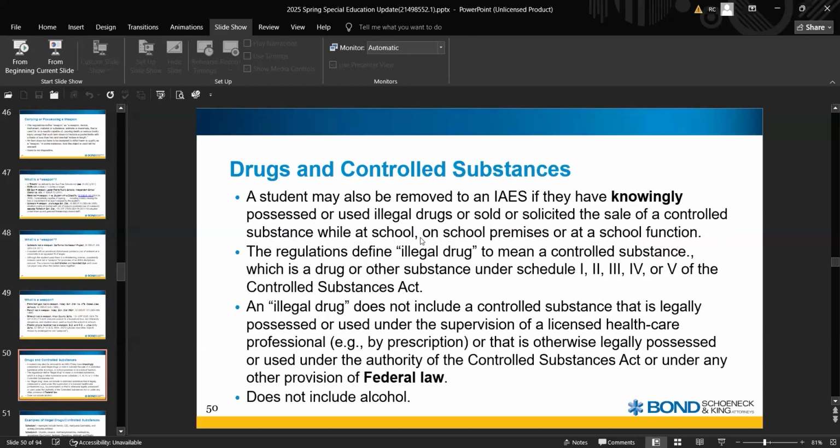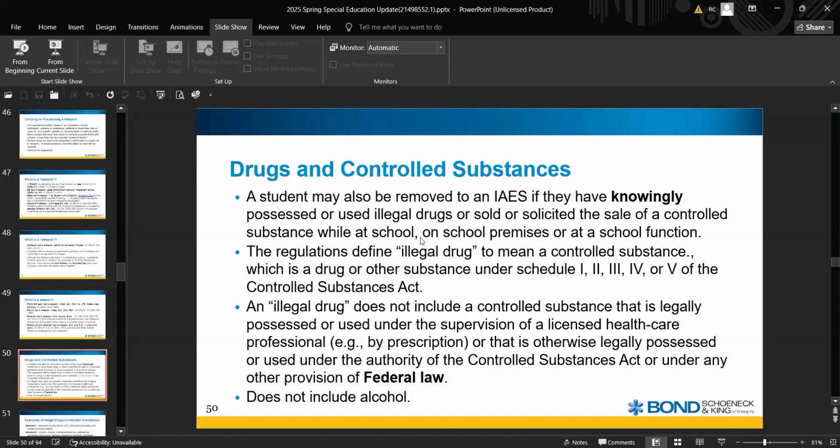Okay, drugs and controlled substances. All right, that's the third category that we'll get, that you can ask for an IAES for on these grounds. So you can also be removed to an IAES if they have knowingly possessed or used illegal drugs. So here is where the intent requirement is. We didn't have any intent requirement. Usually we don't have an intent standard in a code of conduct, but in this case, to properly remove to an IAES for drugs, the standard is they have to knowingly possess it. So when you're asking for an IAES on these grounds, you may have to prove that it was knowing possession.